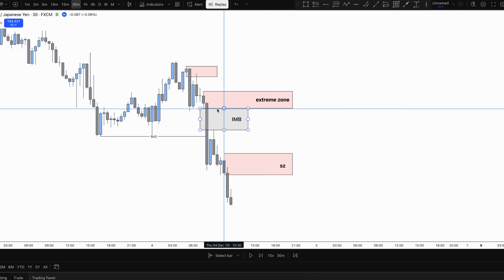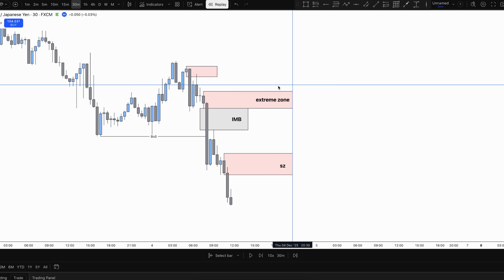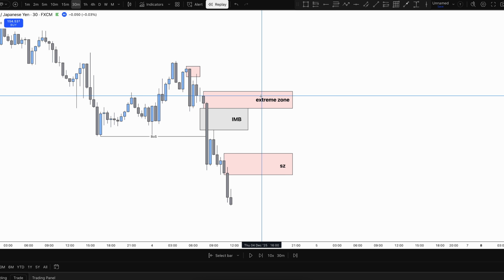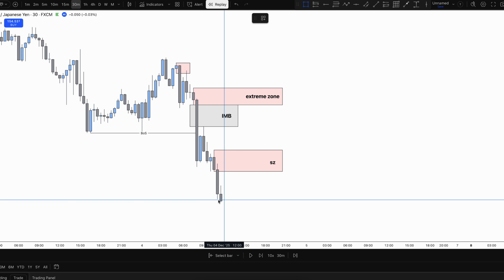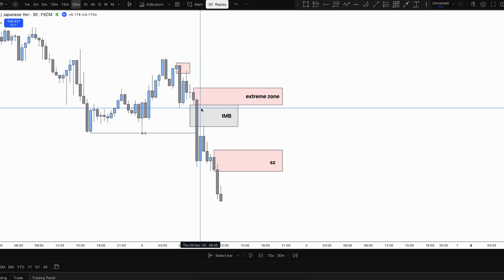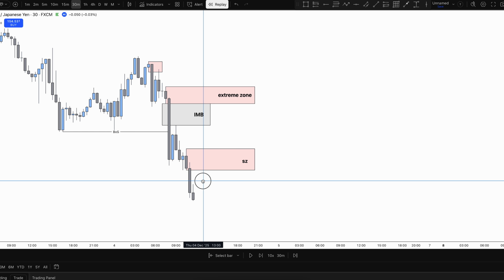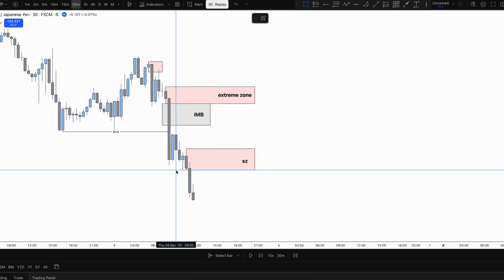So with this imbalance remaining, that means this extreme supply zone is still open and still probable to be retested. So if we were looking for a sell from where we are, we have, of course, this imbalance and this extreme zone to consider. Now, the reason that this lower supply as well is still valid is because there is, again, a remaining imbalance.